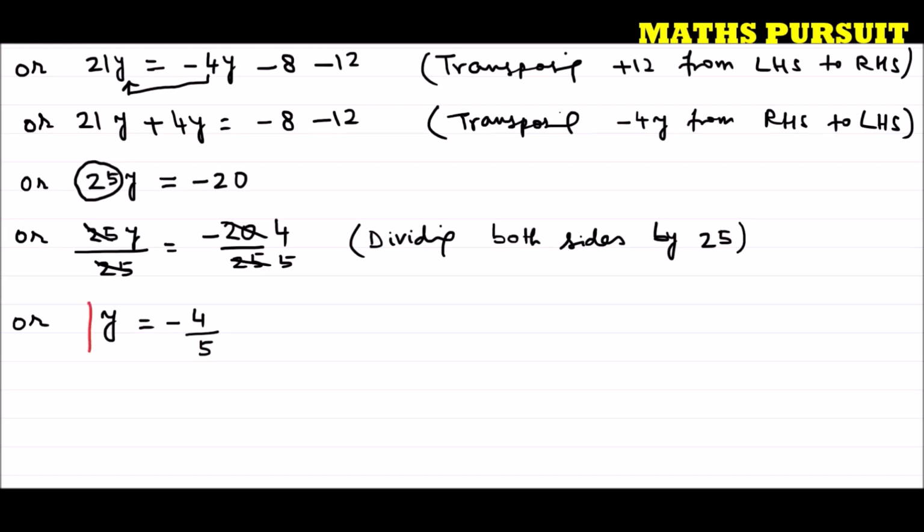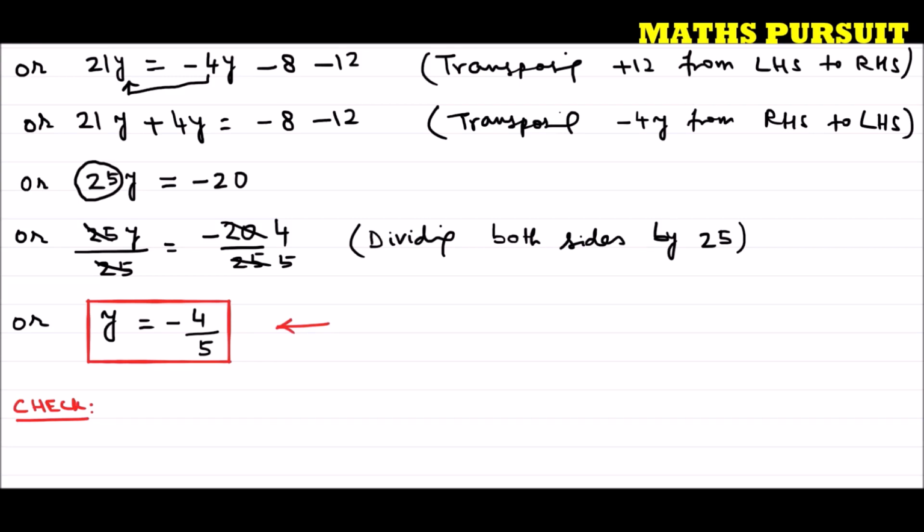What is our answer? We solved this equation now. We are done with this. We solved this equation and we got the value of y as minus 4 upon 5. But now let us check our answer. We cannot leave this one as it is. We can do a quick check so that we can understand if this value of y is correct or not. So let us do a quick check.